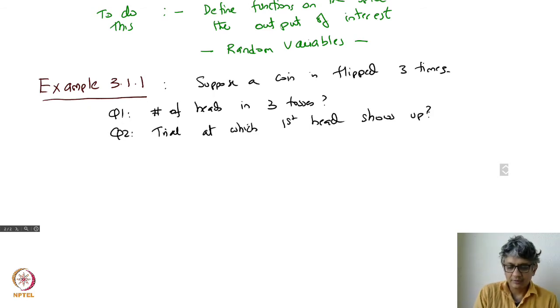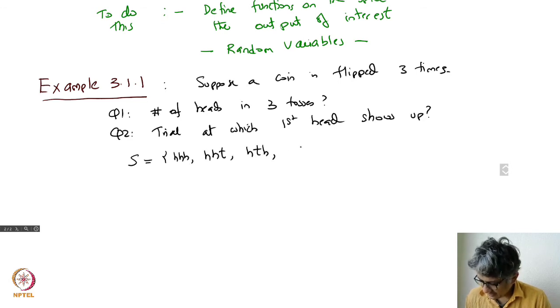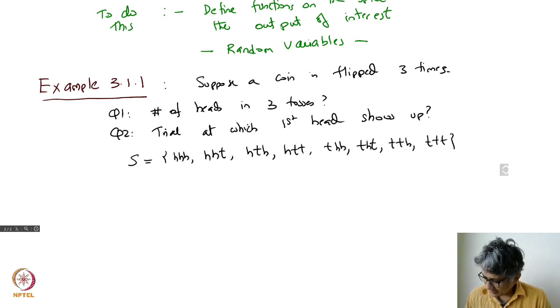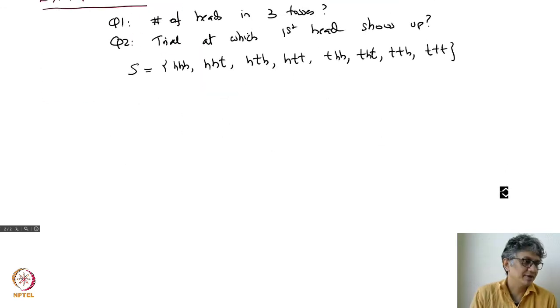Now this is something we have to think about. You know how to do this. What would you do before? You would write the sample space S as HHH, HHT, HTH, HTT, THH, THT, TTH, TTT. Then you have 8 sample points, and from this you try to understand the question.